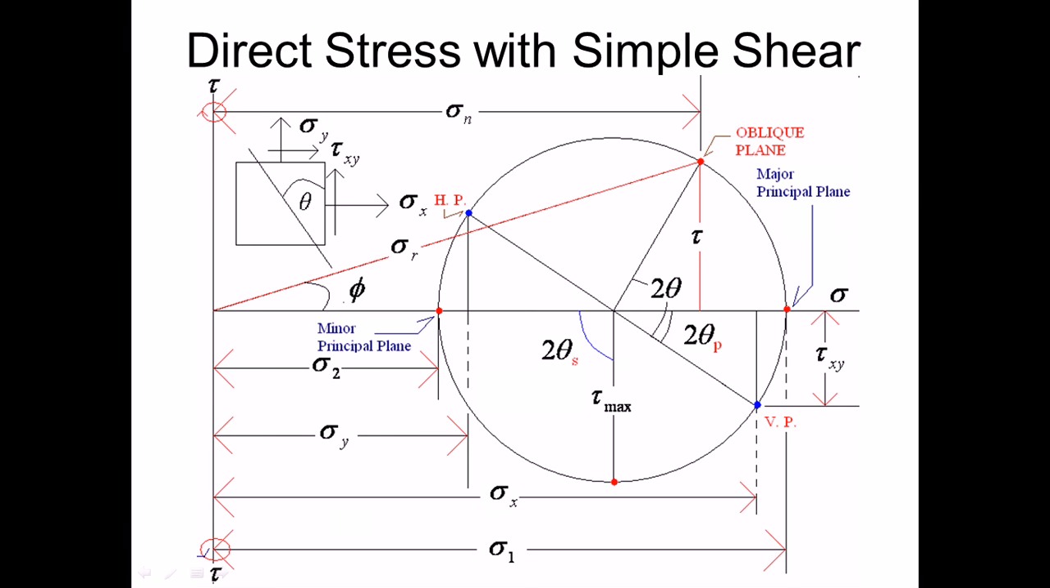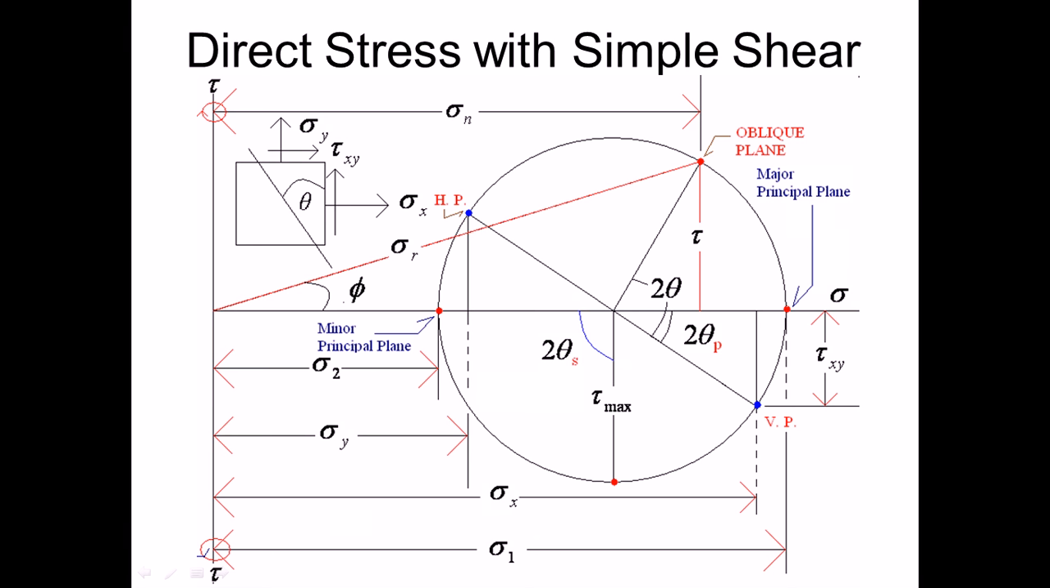The distance is maximum. So this is the major principal plane. The stress which is acting here is the major principal stress. Similarly, the point which is crossing here is the minor principal plane, and the magnitude of the stress is sigma 2. So now this is our vertical plane. The inclined plane is at angle theta degree.